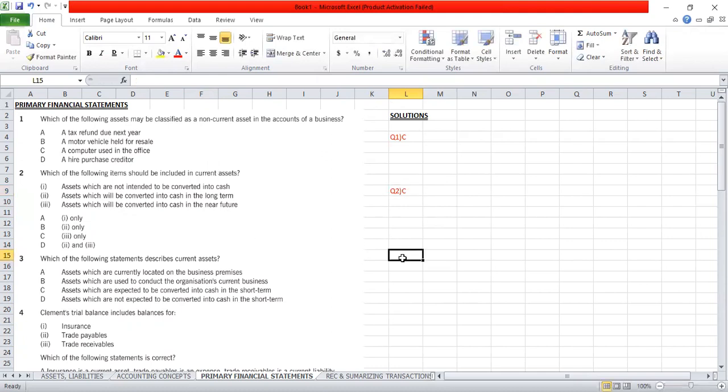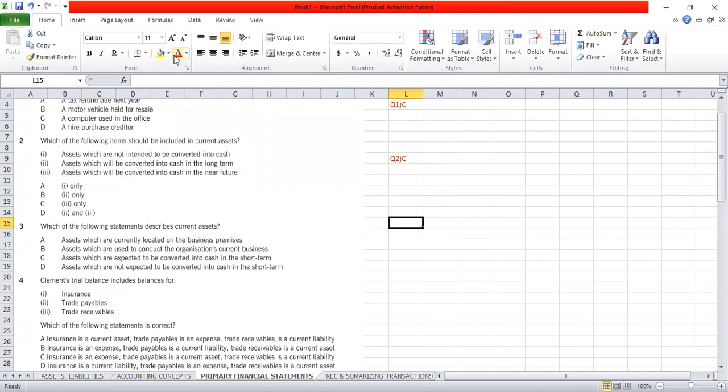Next question. Question number 3. Which of the following statements describes current assets? Assets which are currently located on the business premises, no, this statement is not specific. Assets which are used to conduct the organization's current business, even non-current assets can be used. Assets which are expected to be converted into cash in the short term, yes. C is the right answer.